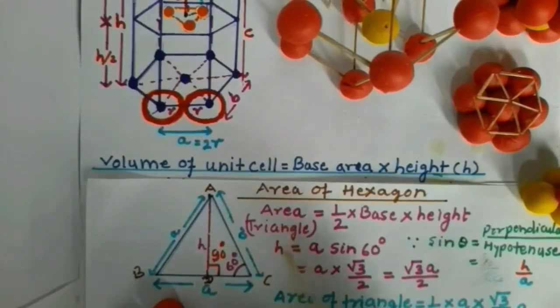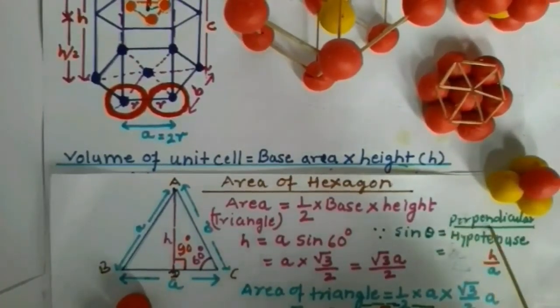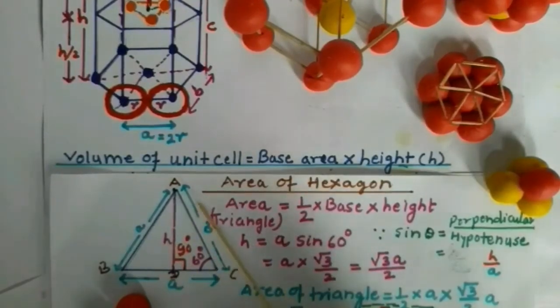Now, this perpendicular AD, that is represented as H, will be equal to A multiplied by sine theta. This is sine theta. We know that sine theta is equal to perpendicular divided by hypotenuse. So the perpendicular will be equal to hypotenuse multiplied by sine theta. Here perpendicular is represented as H. H will be equal to hypotenuse, where here the hypotenuse is equal to AC, and that is equal to A, and this angle is 60 degrees.